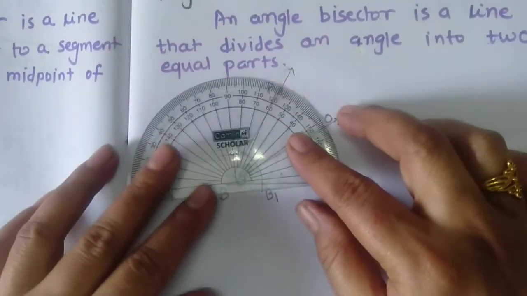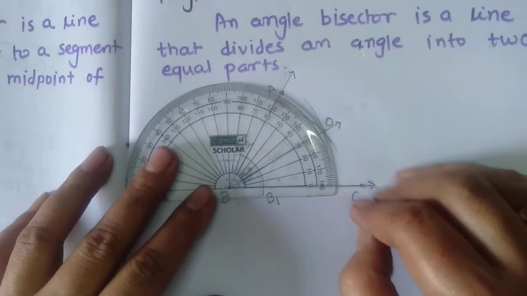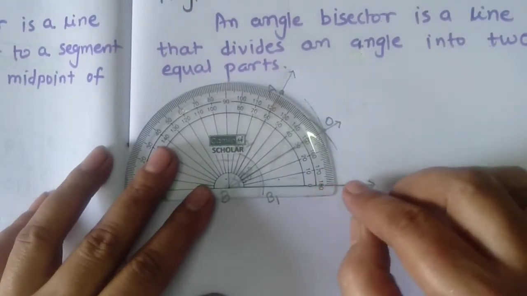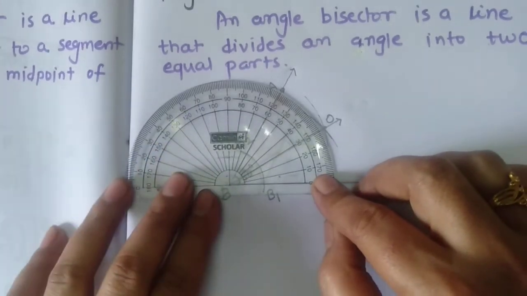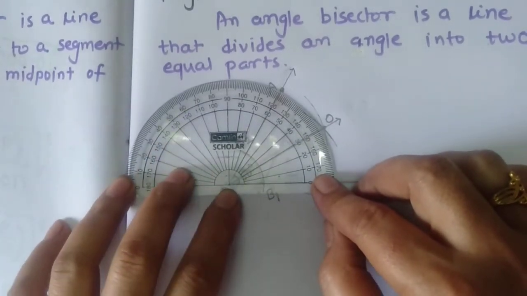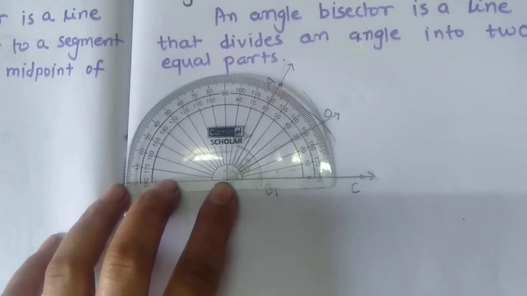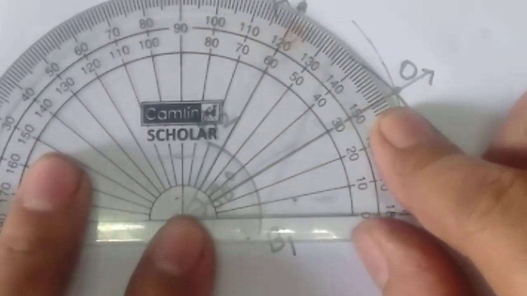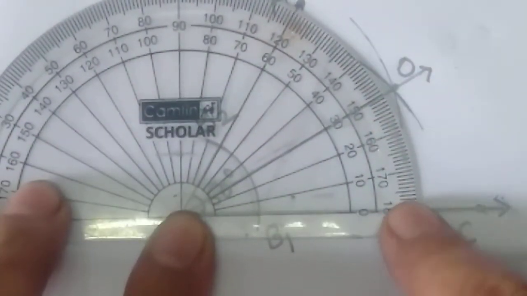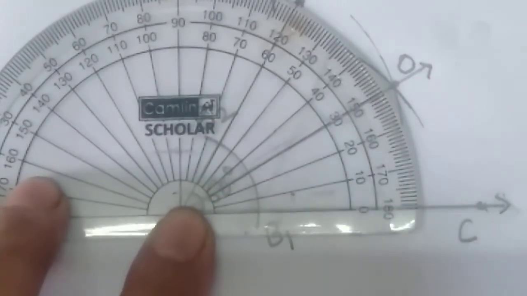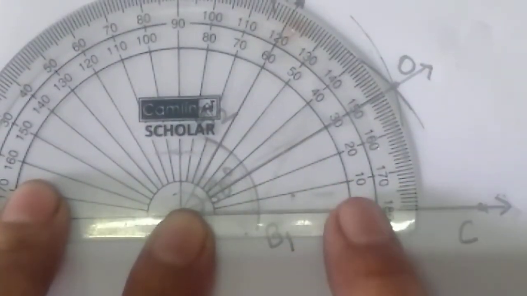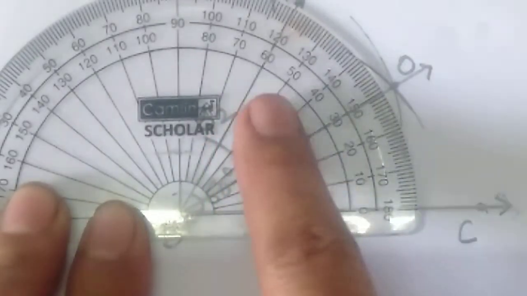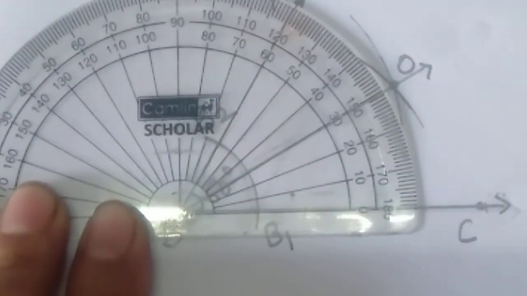Let us verify whether they are divided into two equal parts or not. See here, put the center of the protractor on the vertex B and check whether it is 30 degrees or not. Yes, it is exactly 30 degrees. See, means angle bisector, it divides the given angle into two equal parts.